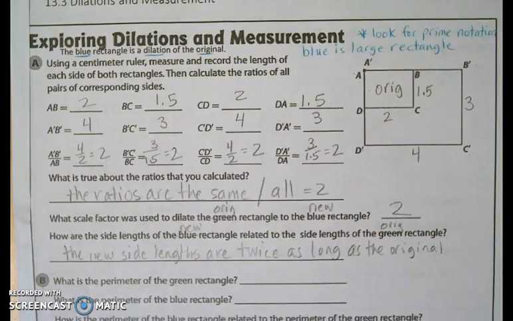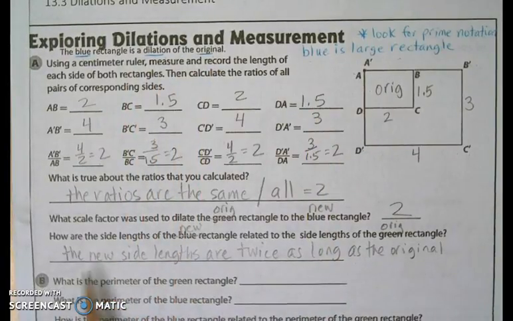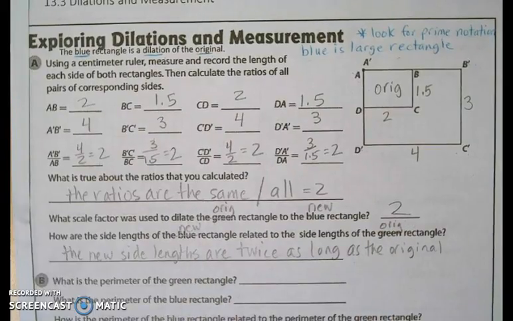Okay, so the first question says, what is true about the ratios that you calculated? Well, since they all equal 2, we know that the ratios are the same. So what is the scale factor? What scale factor was used to dilate the green rectangle to the blue, which is actually the original to the new, because we already determined up here that the blue rectangle is a dilation of the original and the blue is the large one. So we know that again the scale factor was 2 because they all equal 2. How are the side lengths of the blue or new rectangle related to the side lengths of the original? Well, the new side lengths are twice as long as the original.